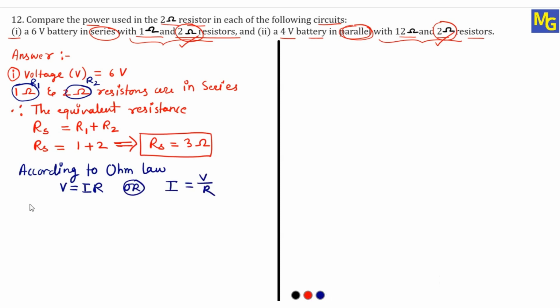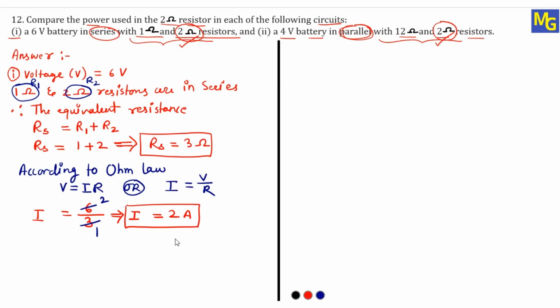Substitute the values. So I will get I is equal to voltage is 6, and just now I got the equivalent resistance, it is 3. Divide it, I'm going to get 2. So 3 1s are 3, 3 2s are 6. So the answer, I'll write the arrow here, I is equal to 2 ampere. So this is the current we got in this first circuit.